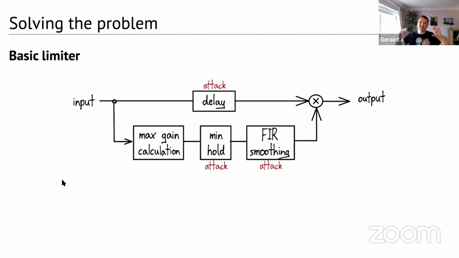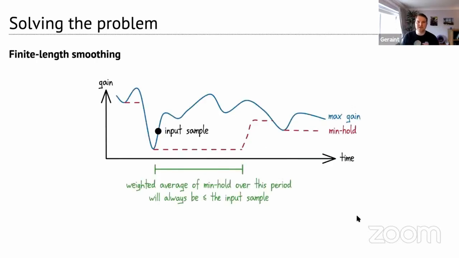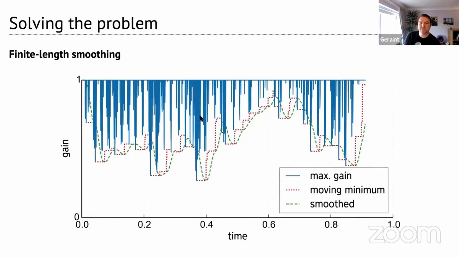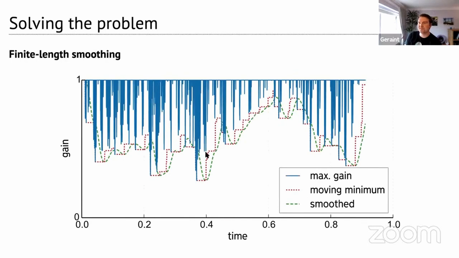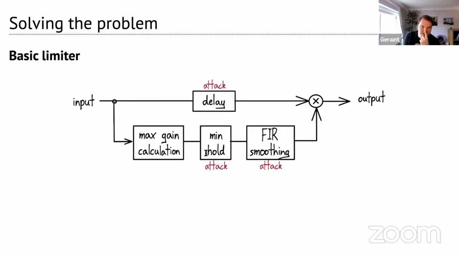So we have two paths in our flow, and we do our maximum gain calculation. That's our awful clipper. We do our moving minimum, and then we do our smoothing. And this gives us our dashed green output here. And then correspondingly, we delay the actual audio signal to bring the peaks in line with the reduced gain.